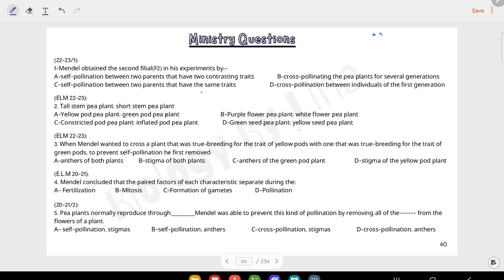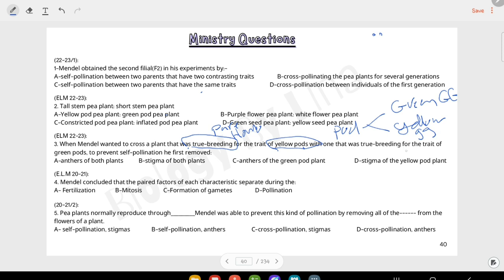Now the third question, we have Mendel. When Mendel wanted to cross a plant that was true breeding, you know what is true breeding? It's pure. We mean it's homozygous. For the pod color, we have green and we have yellow. Which one is dominant? The green is dominant, and we write G capital because it's homozygous, and the yellow one will be G small.